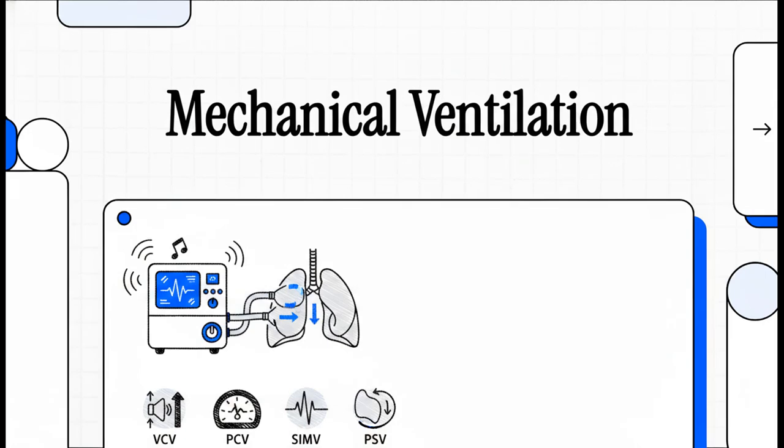Step into any ICU and you instantly know the soundtrack, right? The rhythmic pumping, the beeps, the alarms, and right in the middle of it all is the mechanical ventilator. It's an absolutely critical piece of life-saving tech. But let's be honest, the settings on these machines can look like a totally impenetrable alphabet soup.